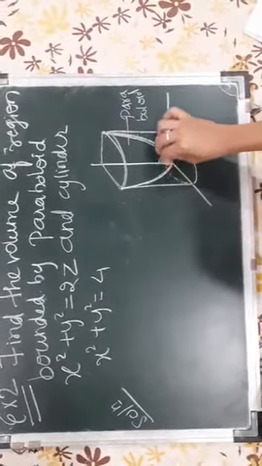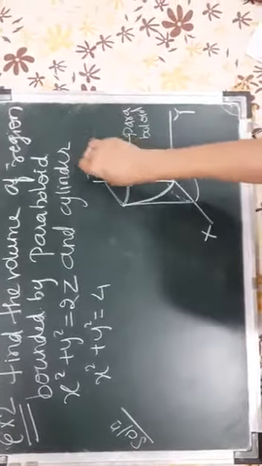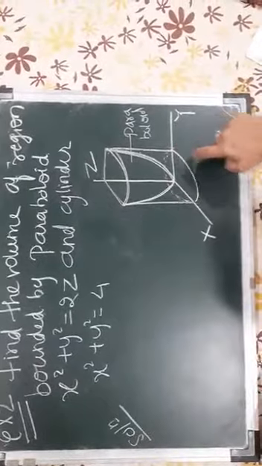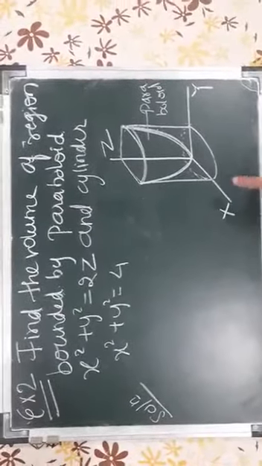So what do you mean by cylinder? This is the base circle in xy. This is your x coordinate, this is your y coordinate, and this is your z coordinate. So in x, y, the base circle which is there, that is x square plus y square is equal to 4. So let us see now how do we solve it.